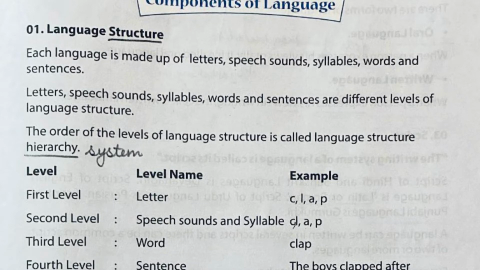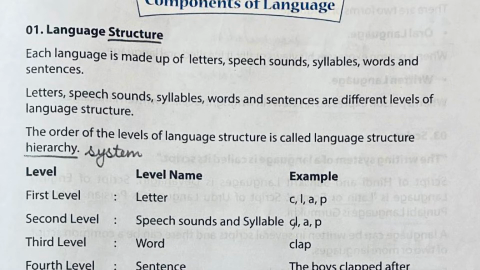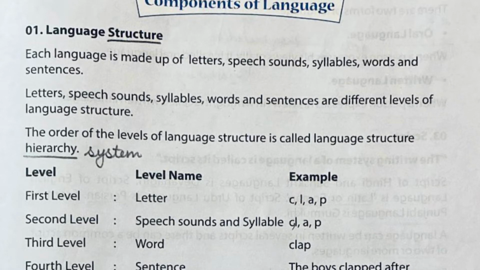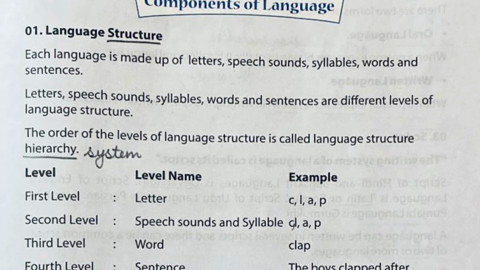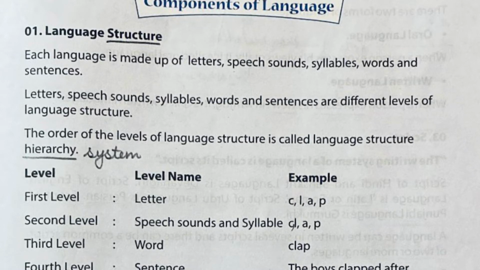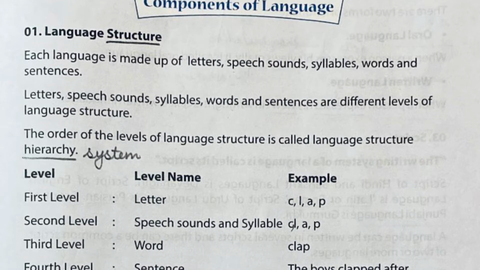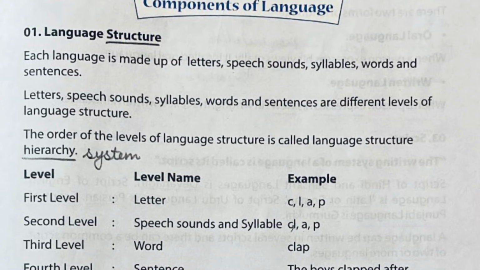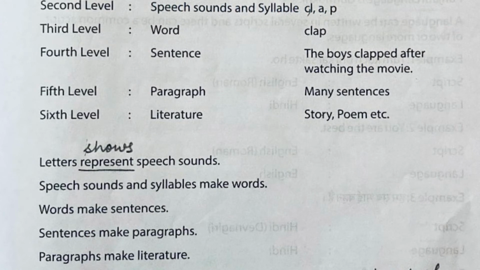Okay, and the fourth level is when we have learned to make words based on their sounds, and with the help of the syllable we start to make sentences. So "the" is also a word, "boys" again a word, "clapped after watching the movie." So it is a group of words which helps us to make sentences. Okay, so: the boys clapped after watching the movie.